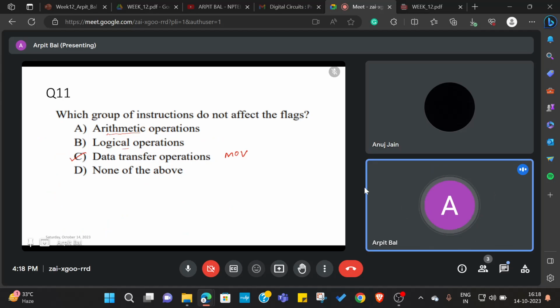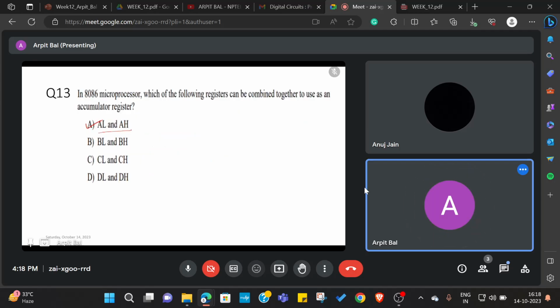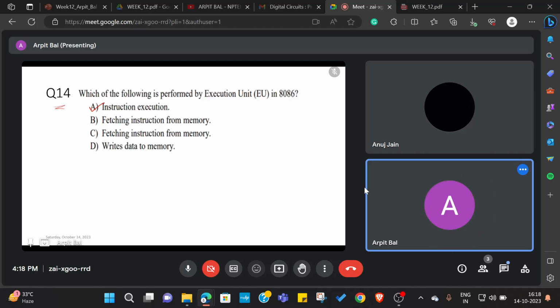Next question: which of the instructions do not affect the flags? Any kind of data transfer operation does not affect the flags, for example, move instruction. Next question was related to 8085 microprocessor, and the question was which of the following registers can be combined together to be used as an accumulator register. So AL and AH can be used. Then which of the following is performed by execution unit in 8086, that is instruction execution. So these were the questions that we covered today.